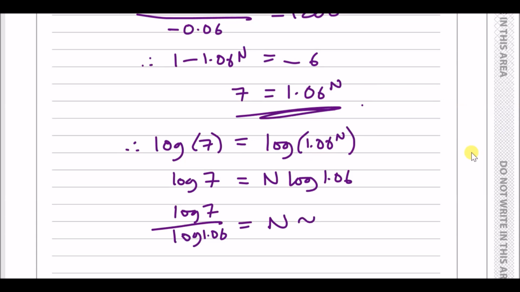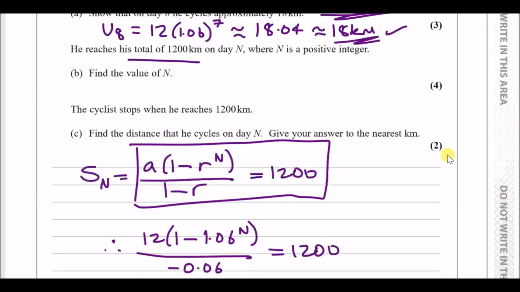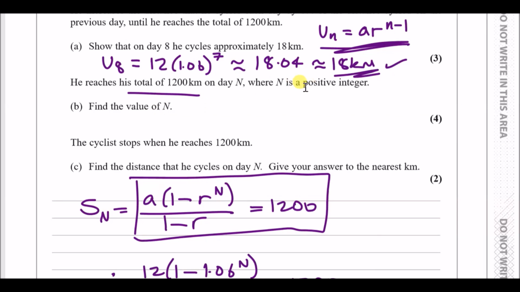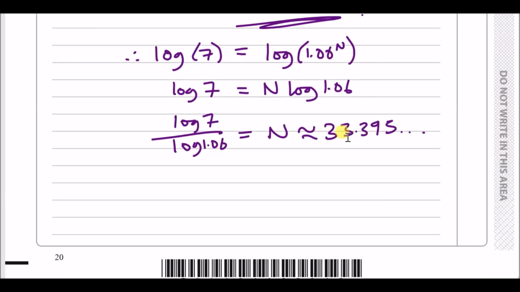And in your calculator, you're going to get approximately 33.395, which is, and what it says here, you want to find a positive integer. Because this counts as days, this is like saying 33.39 days. And you're basically on the next day, so this is more or less the 34th day, but early on. So you're on the 34th day. And that's it, so n is 34.